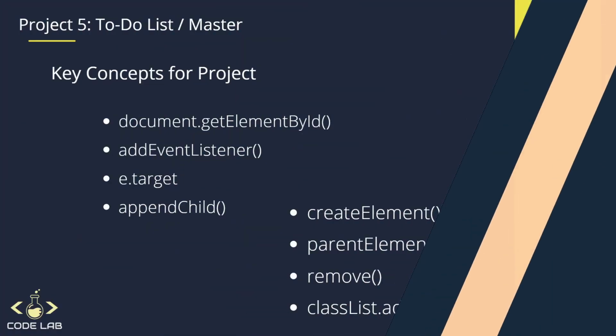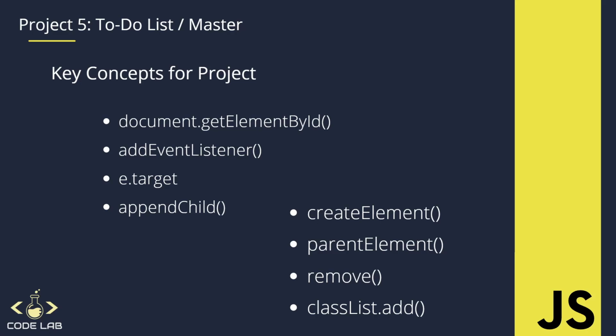So for our master level project, project 5, the to-do list, these are the key concepts we're going to need for the project. We're going to be using document.getElementById. Of course again we're going to be using the event listener, e.target. We're going to be using the appendChild method, the createElement method, the parentElement method, as well as the remove and the classList.add method. So quite a lot of the concepts we learned in part 1. So let's head into VS Code now and create our to-do list.